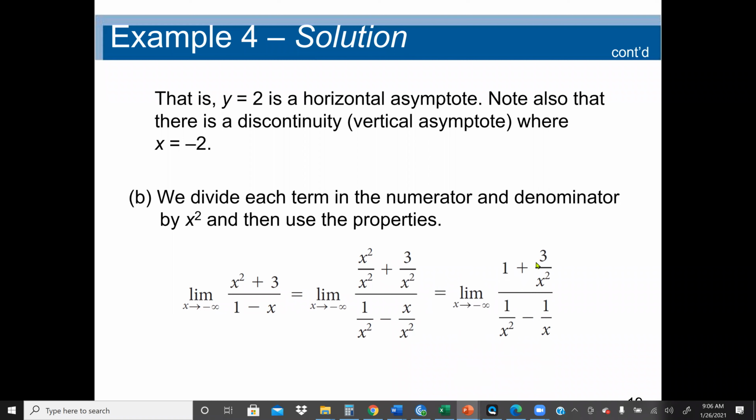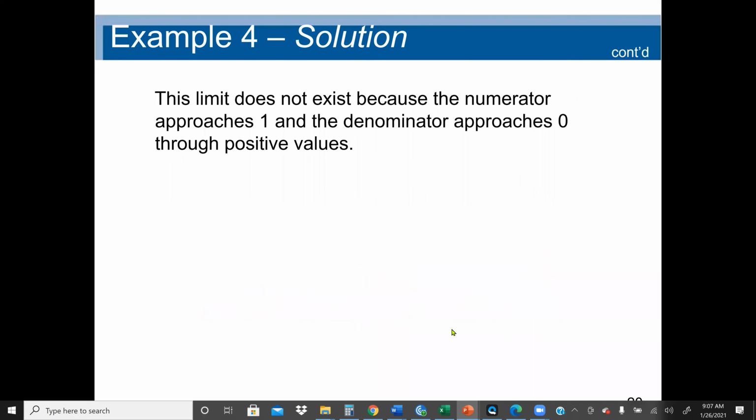So now we can see 3 over x squared cannot cancel. 1 over x squared cannot cancel. And 1 over x, because we cancel only 1 x at the top, and we still have 1 x left. So the same thing as we did previously, the remaining values, we are going to get 0. Here we say that this limit does not exist because the numerator approaches 1 and the denominator approaches 0.